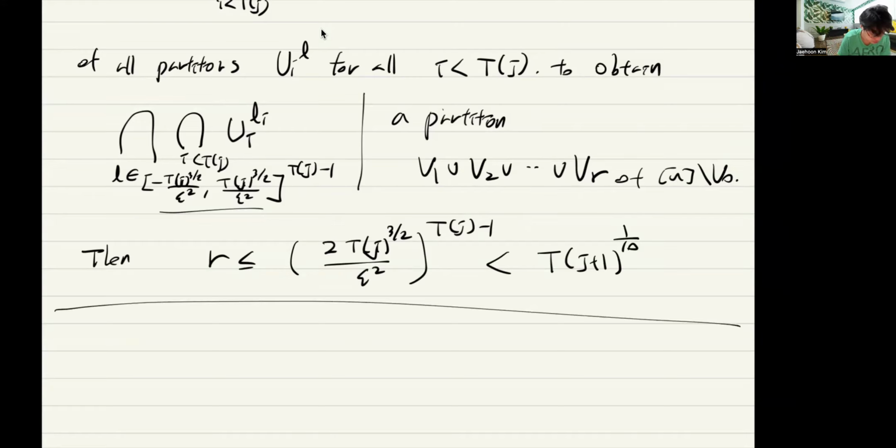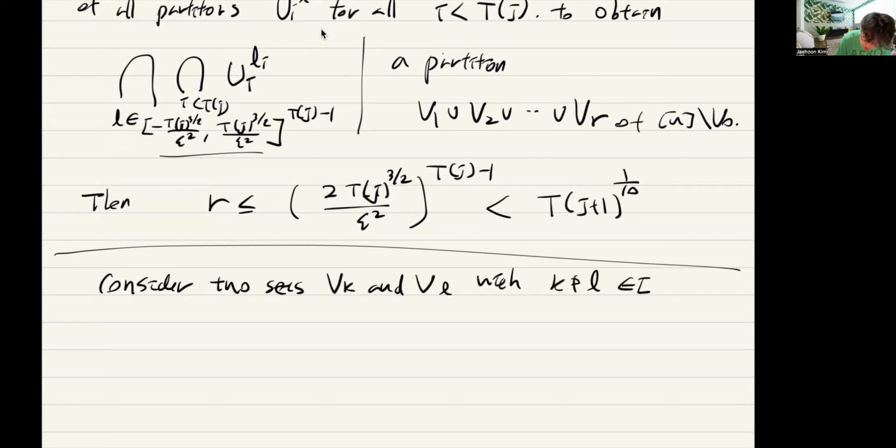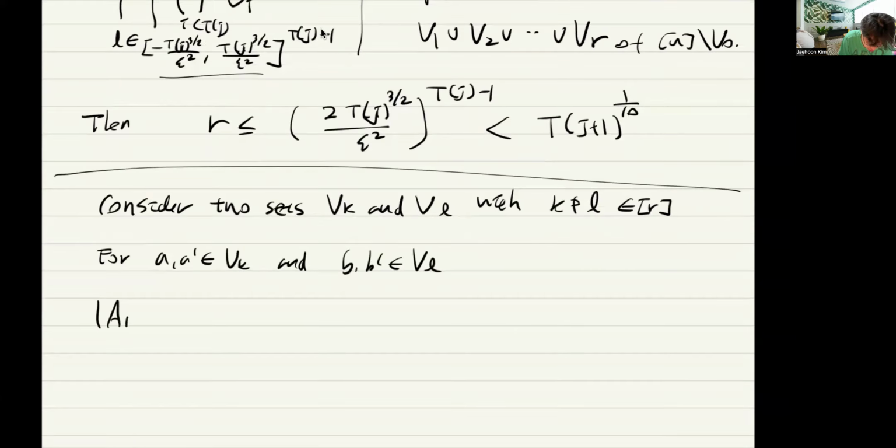But now we have this R. Now we consider two sets, Bk and say Bl, with k and l different. Then what happened is that for a and a prime in Bk, and b and b prime in Bl, we know that their coordinate, a comma b coordinate and a prime comma b coordinate, the difference is small.